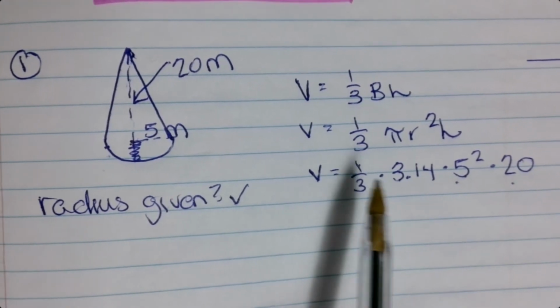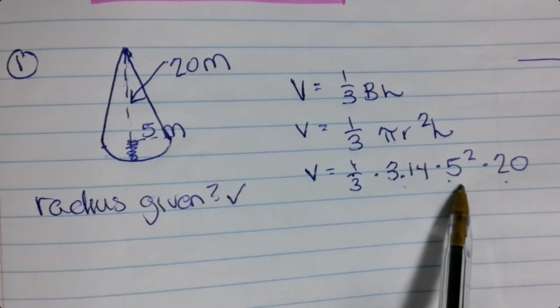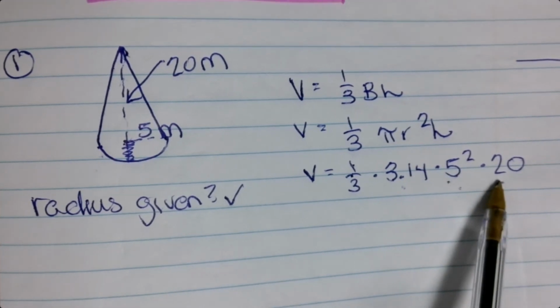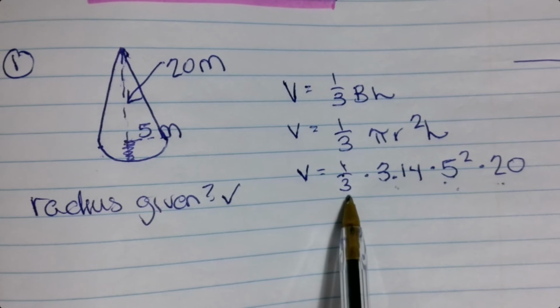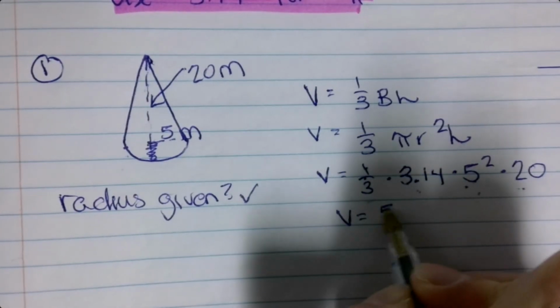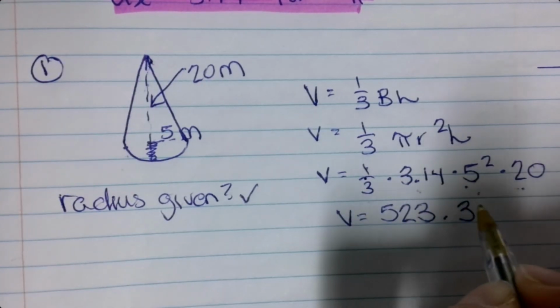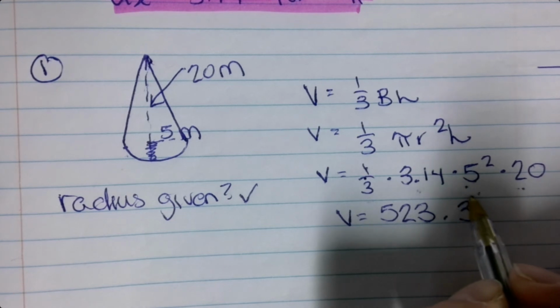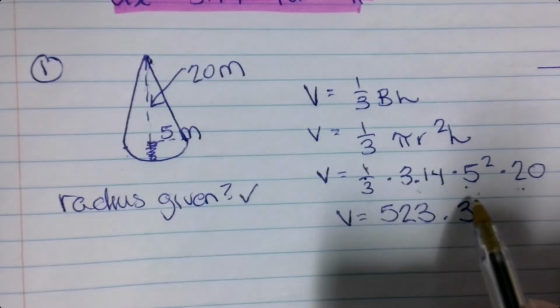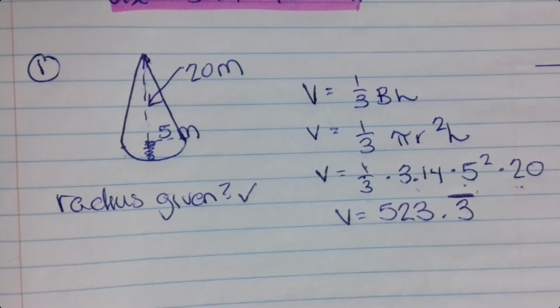So I'm looking at this as, again, 1 times anything is that anything. So I'm going to do 3.14 times 5 times 5, right? Because 5 squared is 5 times 5, times 20 divided by 3. And if you look at your calculator, you get 523.333333333333. And we remember that repeating decimals have a line over them.